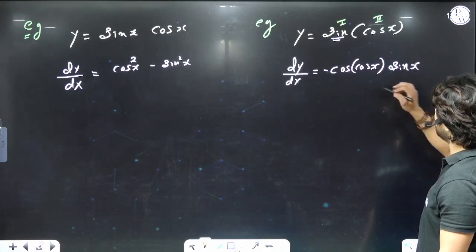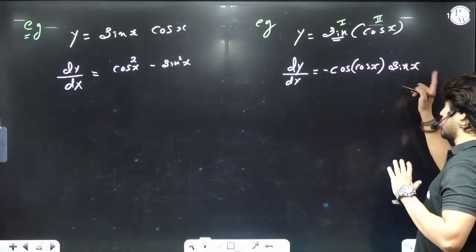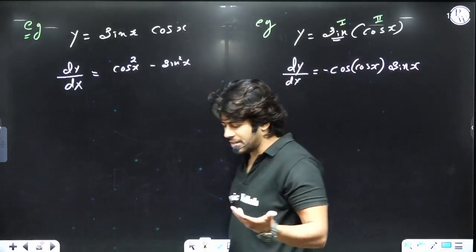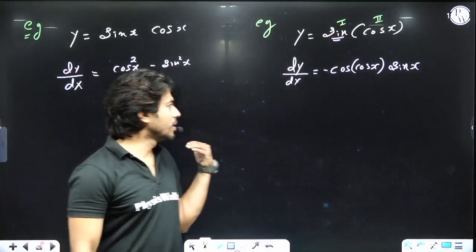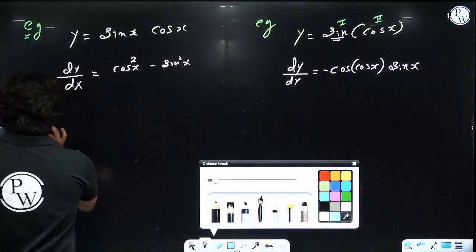Okay. Differentiation of sin x is cos x, and the inner x remains as it is. And the differentiation of cos x is minus sin x. That's what we have done. Okay. Note it down quickly. One more example I'm giving you.